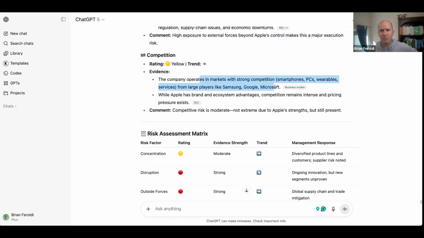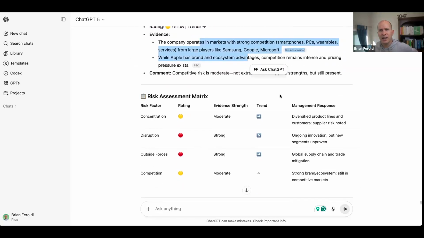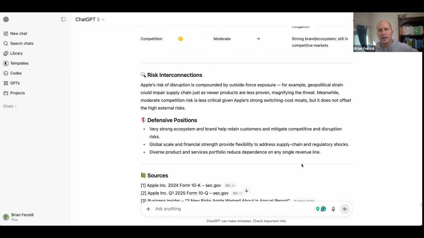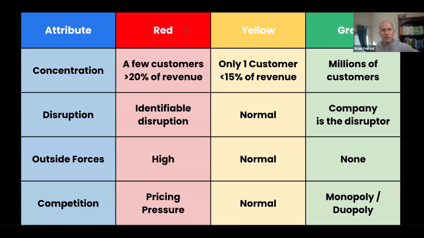Yellow. It's got plenty of competitors that do that. And then we have a nice little visual at the bottom here, and then they have their defensive positions and more. So let's run a poll, Stoffel. What do people think?